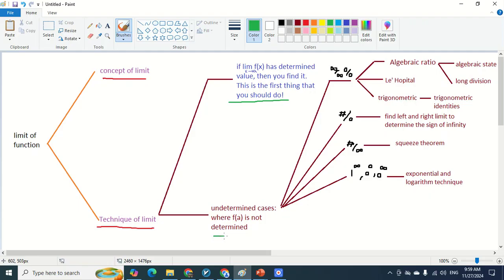But for the undetermined case, we started our discussion with 0 over 0 or infinity over infinity, and we calculate it for the algebraic cases and trigonometric cases as well. For the algebraic cases, we have two methods of solving that type of limit. One is using the algebraic identities that we talked about in a previous lecture. The other one is using long division. Let us take a look at some examples about this situation.